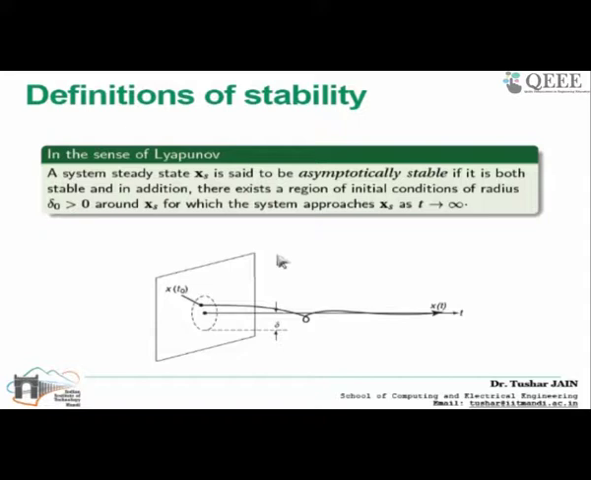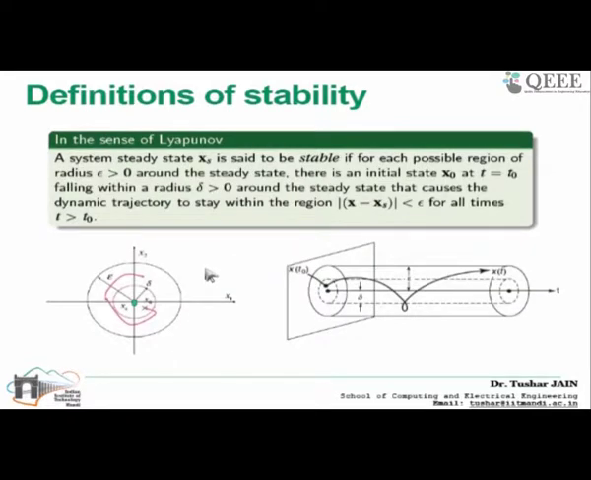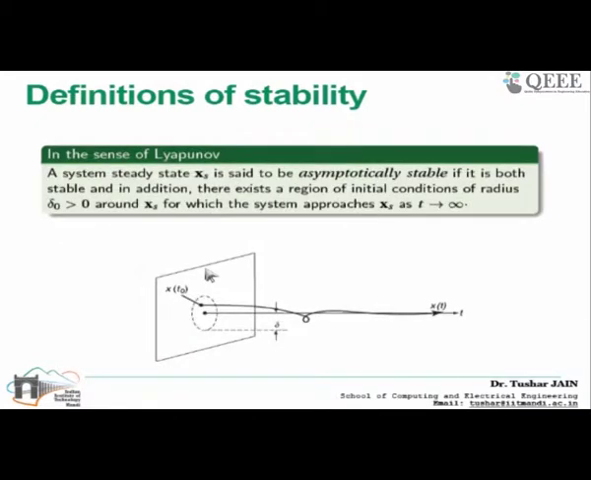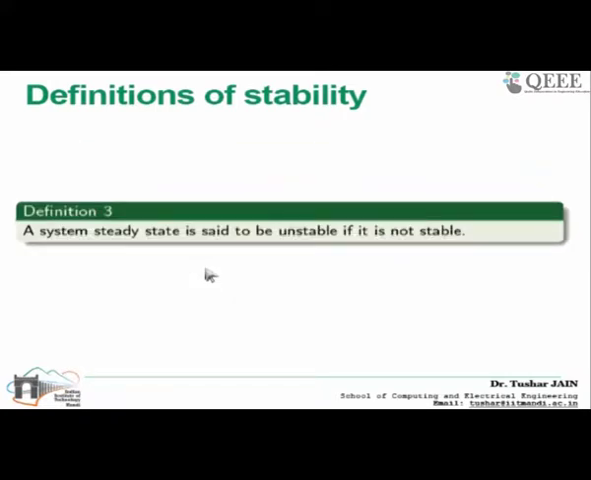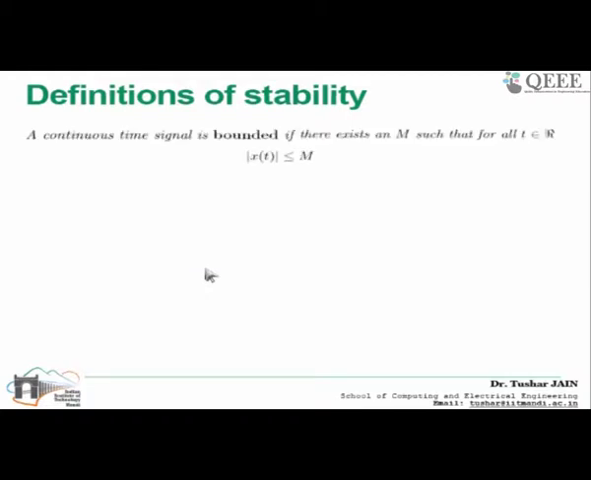So you see the difference between the terminology of stability and asymptotic stability. Stability says that you will stay within that region. It does not guarantee that you will reach that steady state. It says that you would stay around that steady state. Asymptotically stable system says that you will reach the steady state. Definition 3, a system steady state is said to be unstable if it is not stable, of course. All these three definitions apply to general systems. It could be a linear system or it could be a non-linear system. Now we'll start converging to the variants of these three general definitions for linear systems.